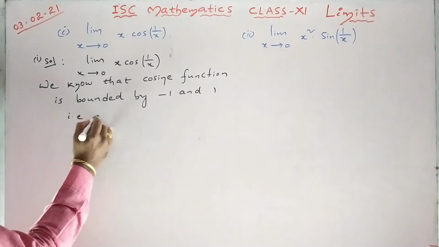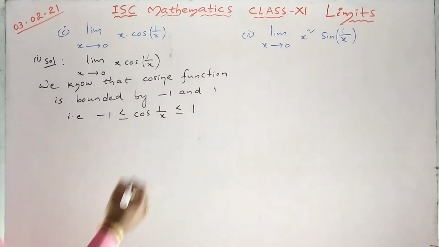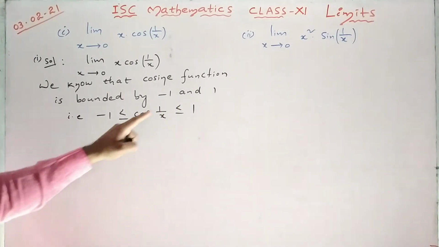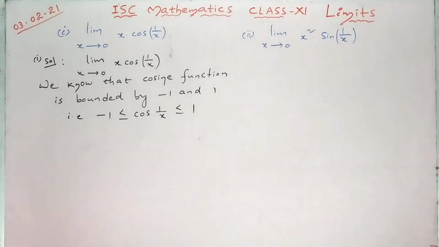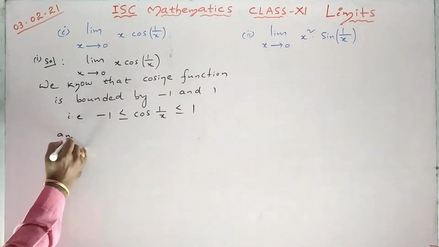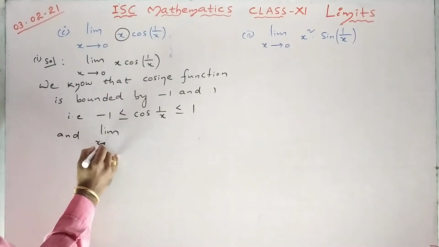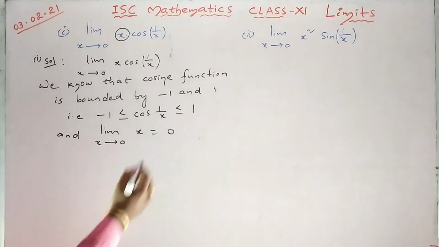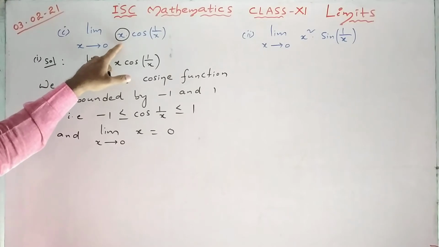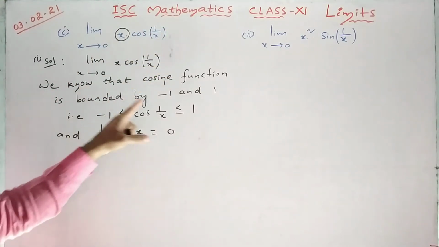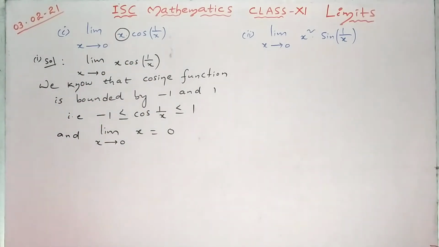That means we can write like this: -1 less than or equal to cos 1 by x less than or equal to 1. So this is the function bounded by -1 and 1, always lying between -1 and 1. And you have another function here, that is x. Find out the limit for that. Limit x tends to 0, x value what? 0. So this becomes 0 into, this is the bounded function between -1 and 1. That means 0 into something, that value becomes 0, right?